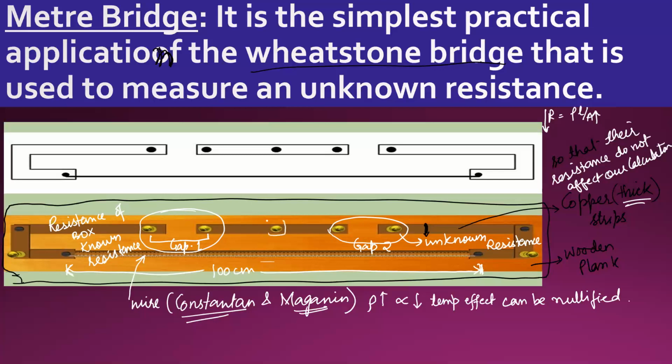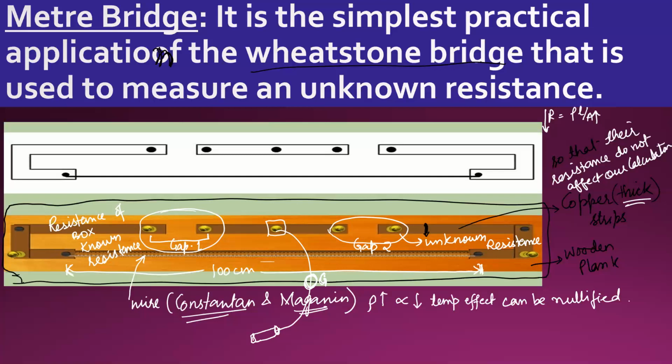Through this point we connect a wire and a jockey. A jockey is a device of pen form. This pen-form jockey is movable, we can move this jockey over this wire. And with this wire we had connected a galvanometer. So this is the construction of the meter bridge.